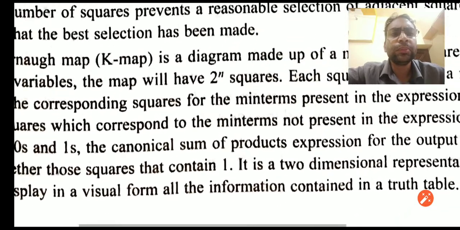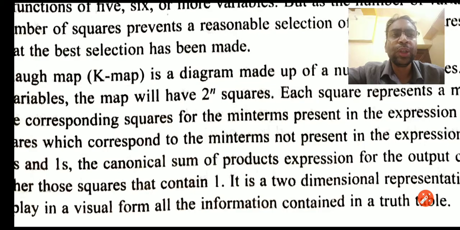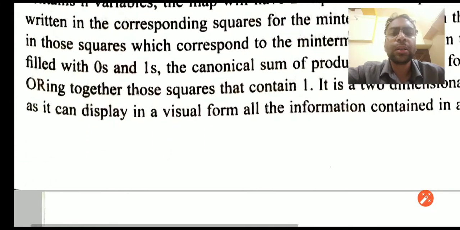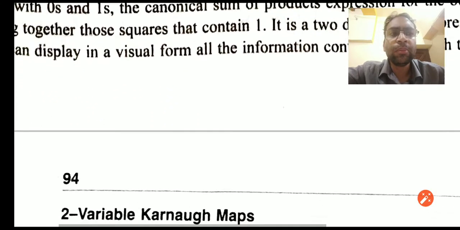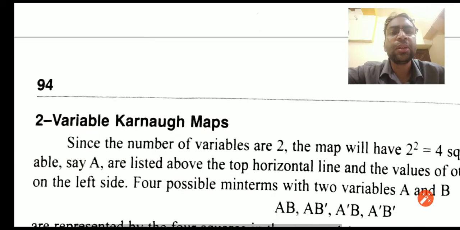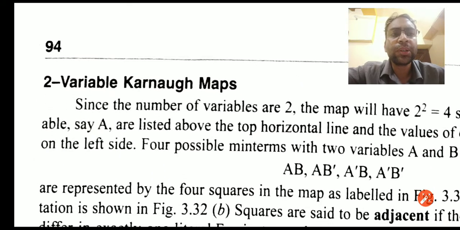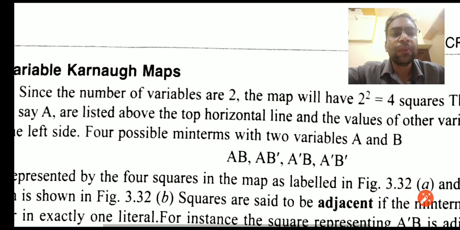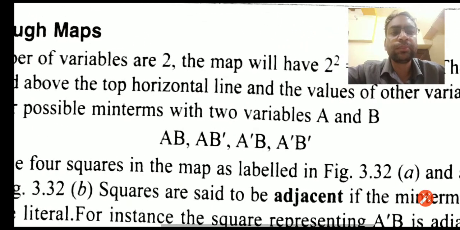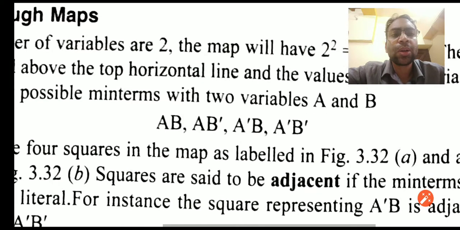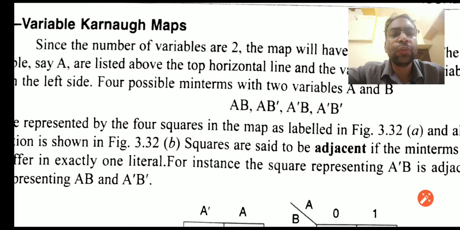This Kmap can be of 2 variables, 3 variables, 4 variables, 5 variables, and so on. But as we increase the number of variables, the complexity will also increase. So let's talk first about the simplest Kmap, which is a 2 variable Kmap. For example, these are the terms with 2 variables: ab bar, a bar b, a bar b bar. These are all the options of the 2 variables.